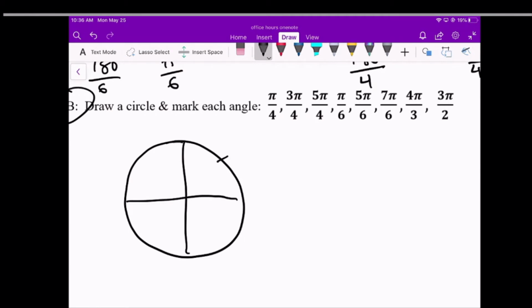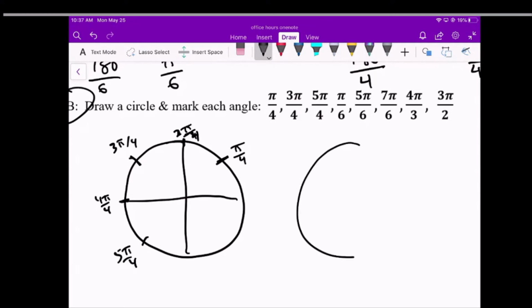So here's pi over 4. That's the same thing as pi over 4 radians, same as 45 degrees. Here's 2 pi over 4, right? Just double that. Triple it. 1 pi over 4, 2 pi over 4, 3 pi over 4 would be right here. 4 pi over 4 would be right here. 5 pi over 4 would be right here, and so forth.